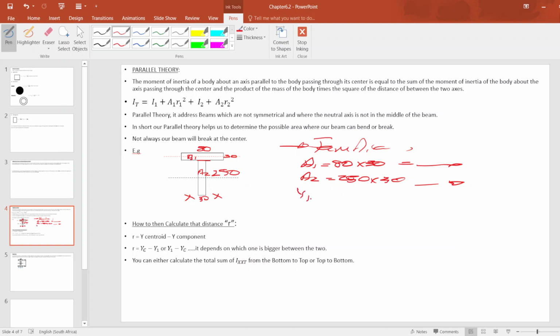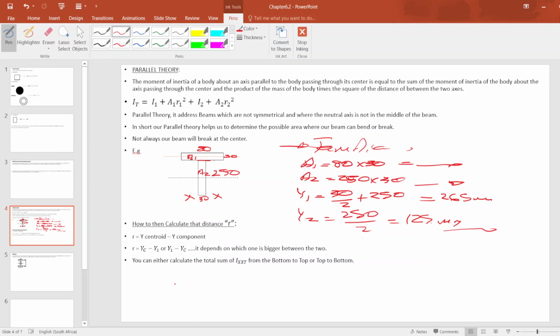Now in calculating y1, it will be 30 divided by 2 plus 250. Then I get my y1, of which it will be 15, then it will be 265. Then it will be 265, yeah? Then y2 is the distance from here to there. It will be y2 equals 250 divided by 2. Then I get my y2 as 125, I think. Right. Yeah?